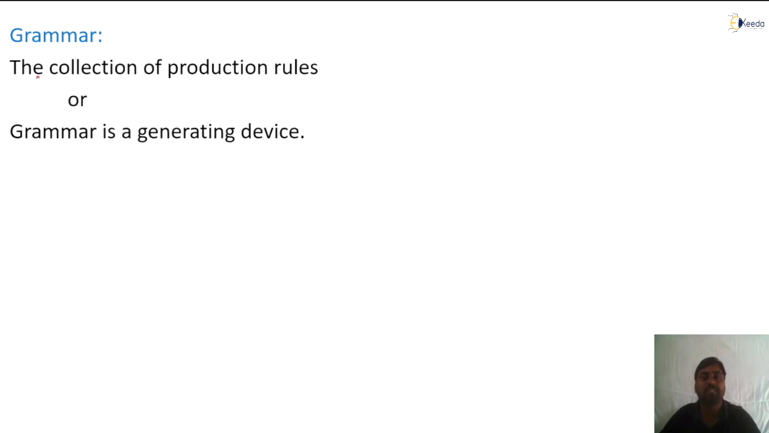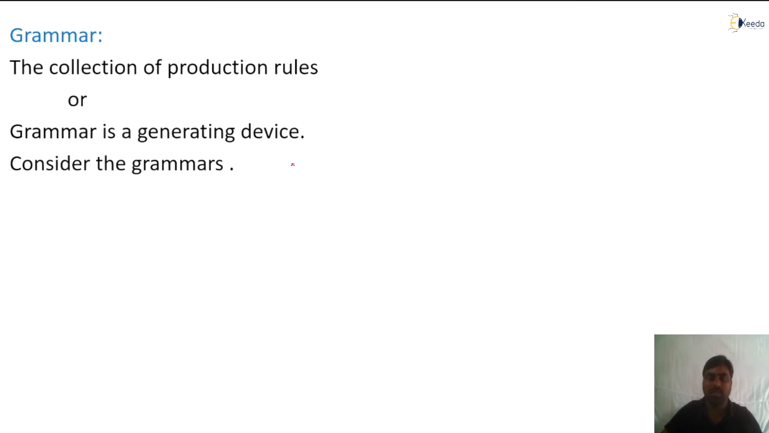Grammar is nothing but a collection of production rules. Also we say grammar is a generating device. So we will understand grammar with an example. Let us consider a grammar.